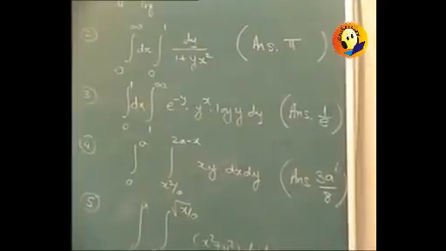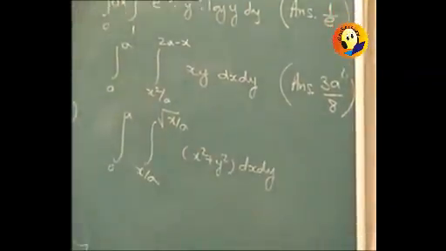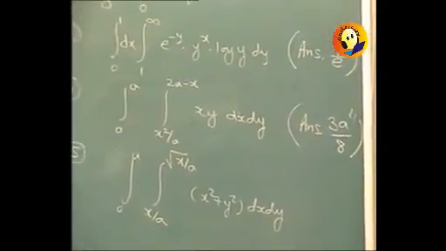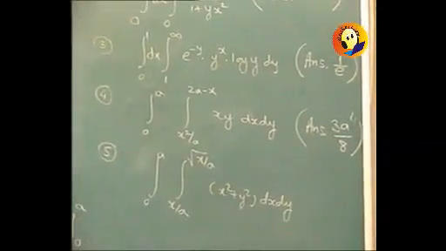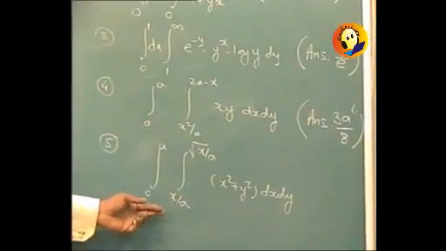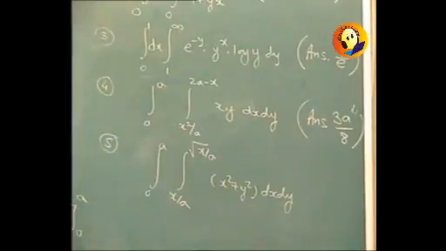Finally, problem number 5. Again, limits are in x. So these are values of y. Problem number 5. Limits are in x. These are values of y. So on a strip, y varies from y equal to x upon a to y equal to under root of x upon a, and such strips are taken from x equal to 0 to a.